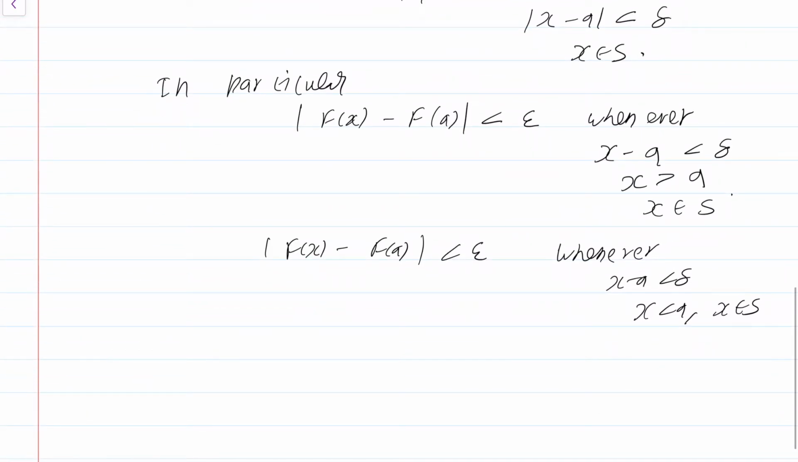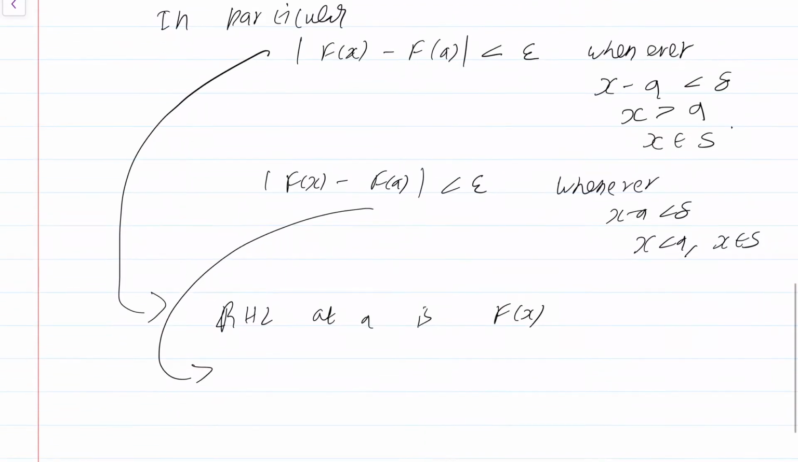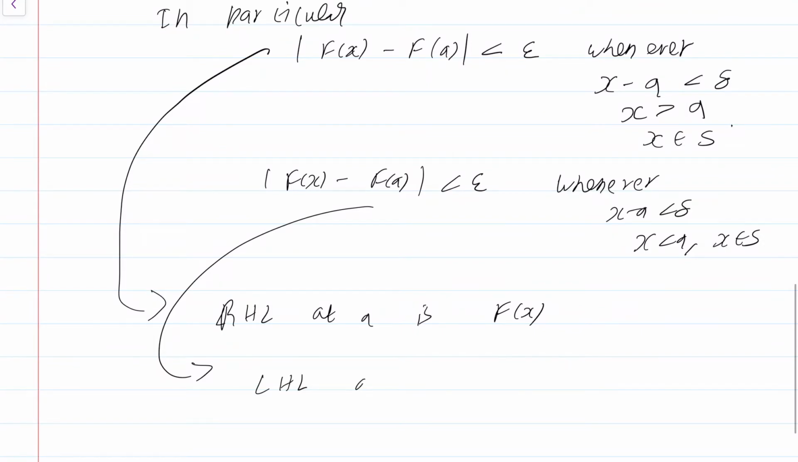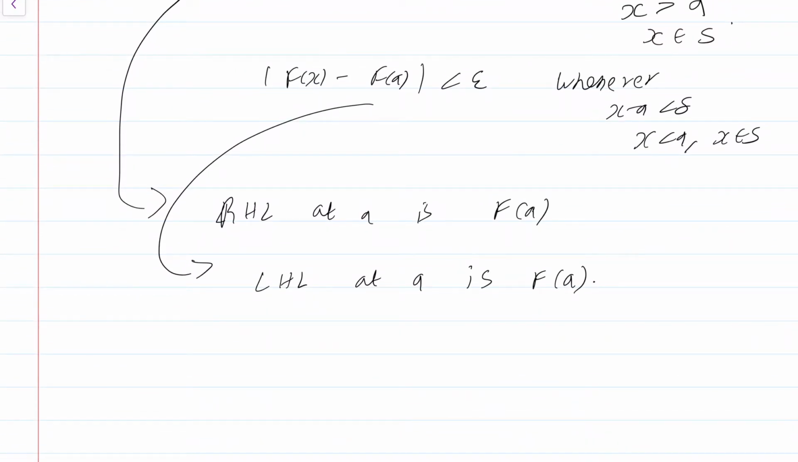But this just says right hand limit at a is f of a, and this just says left hand limit at a is f of a, right? These just follow from the very definition of limit. Excellent. So we have shown that continuity means that right hand limit at a is f of a, left hand limit at a is also f of a.